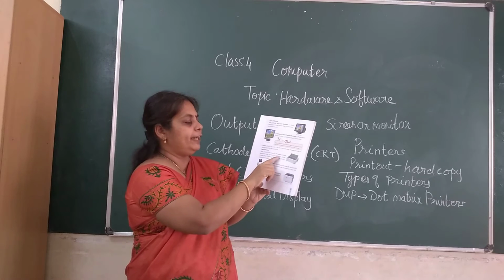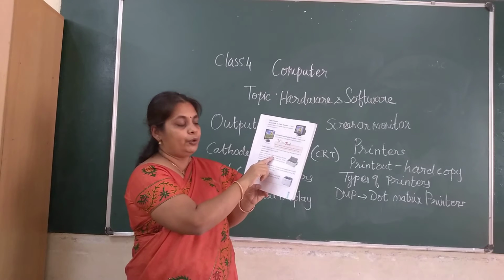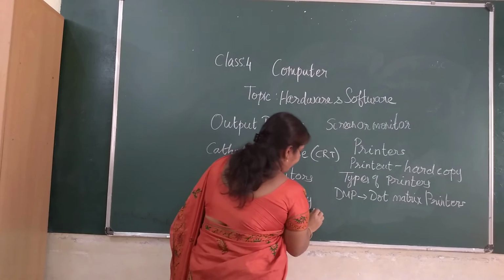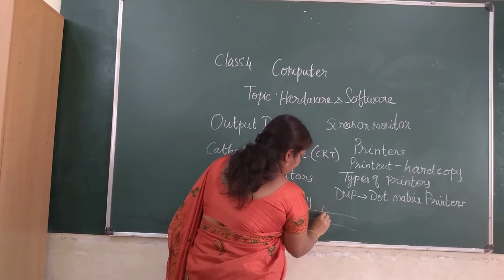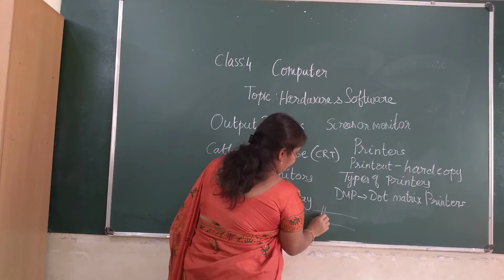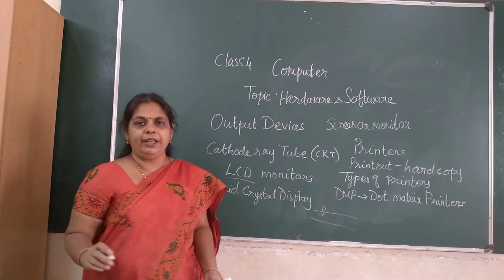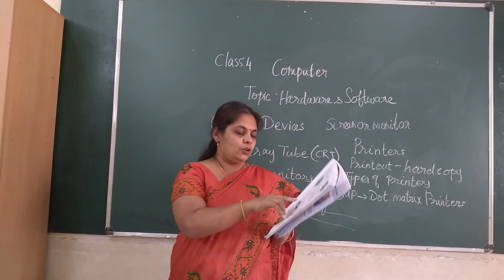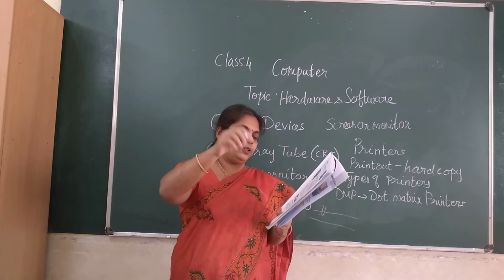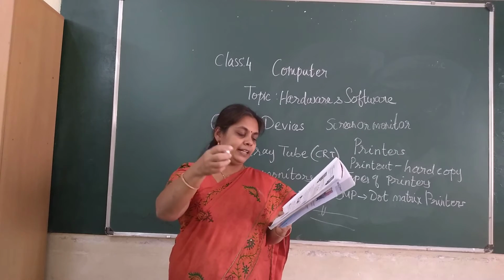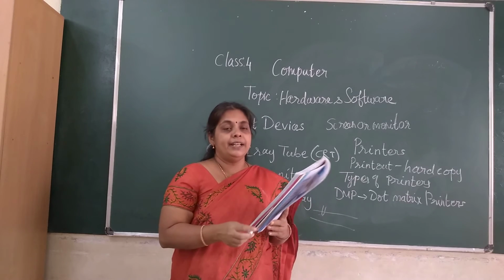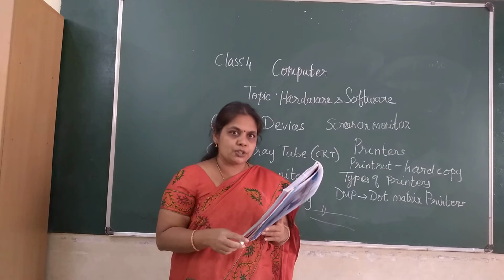It shows the output on paper as dots, children. It will have a head like a ribbon. A head will be touching over here, and the ribbon will be moving. Each character it will be printing over that. It has steel pins which hit into the ribbon, and a character or a text or a picture is created, children. Its speed is very slow.